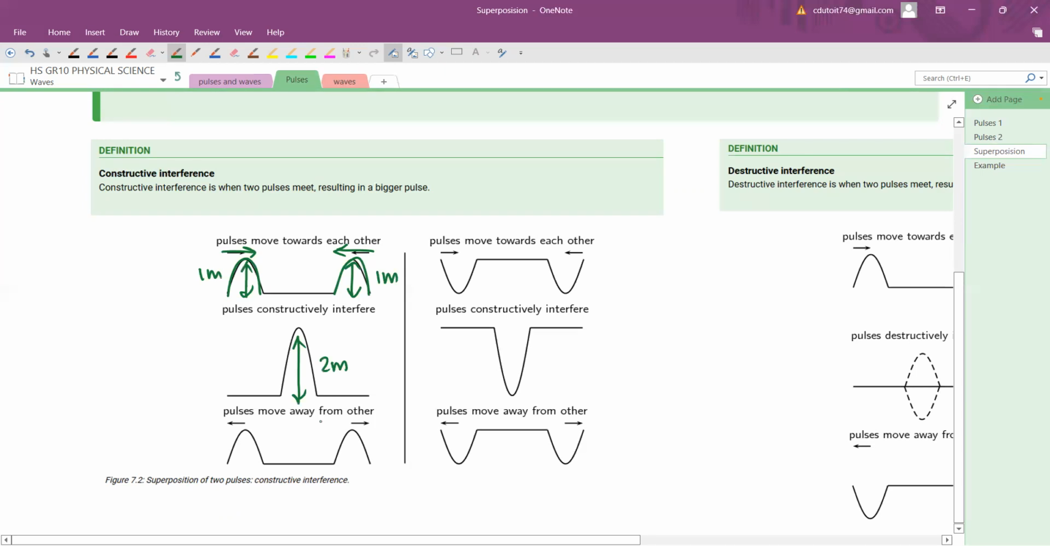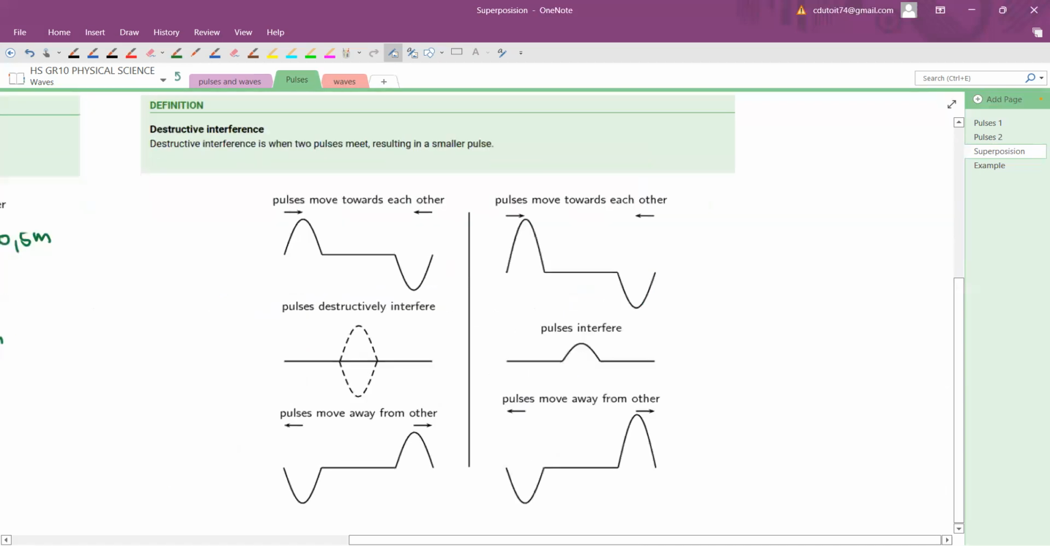Does that make sense? Yes. Okay, obviously the reverse is true. If both pulses are bulging towards the bottom and they move towards one another, when they interfere, it's called constructive interference because they're building one another up. So if this was 0.5 meters and this one was 0.3 meters, the superposition will be 0.8 meters. Does that make sense? And afterwards, they'll move away. This is called constructive because they're building one another up.